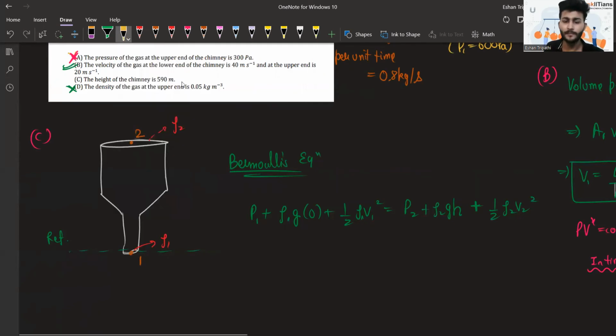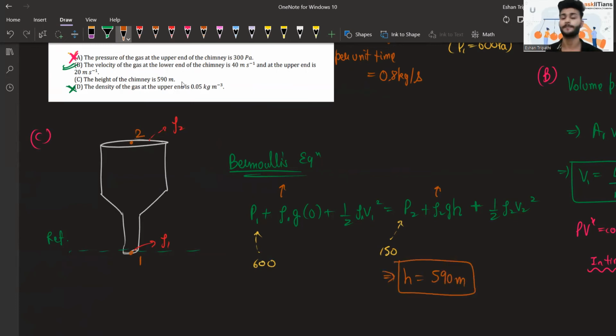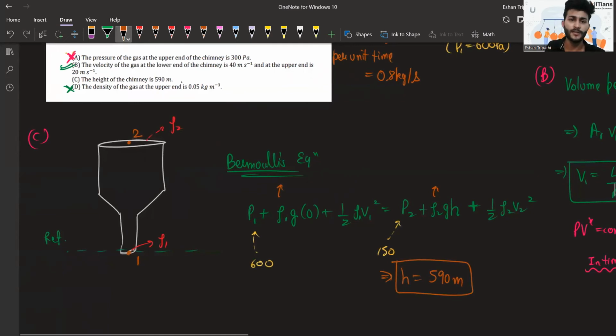Everything we have found out. P1 we know is 600. P2 we have found out is 150 pascals. The original density also we know. Final density also we know. Everything you will solve and you will get H is equal to 590. So that actually is correct. So C part also is right. The answer for this is B and C. That's how we do it.